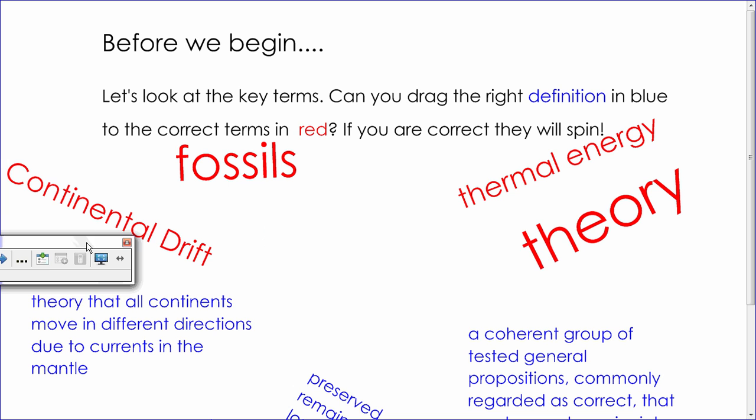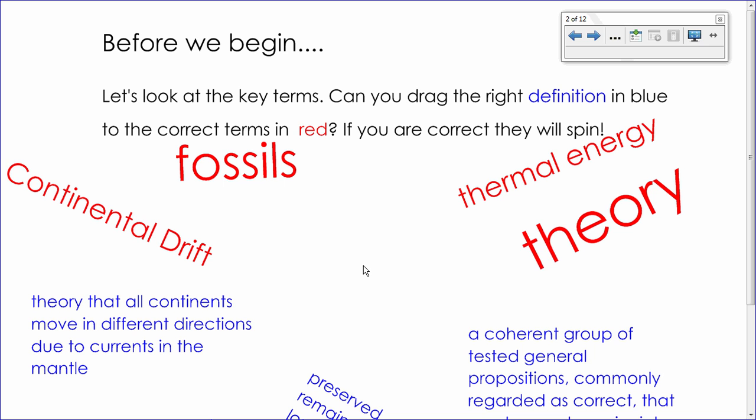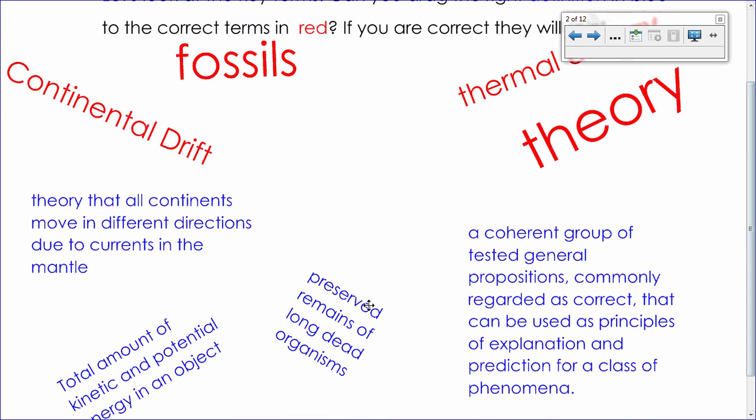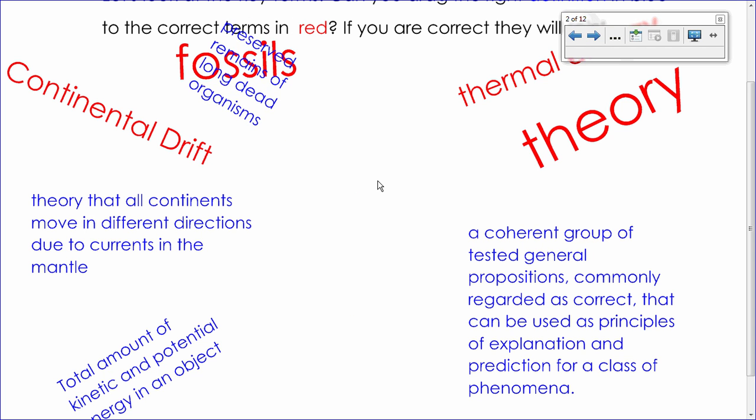Before we begin, we're going to look at the key terms. It says, can you drag the right definition in blue to the correct terms in red? If you are correct, they will spin. Well, let's talk about that. Fossils. Would that be a theory that all continents move in different directions due to currents in the mantle? Probably not. Let's see. Preserved remains of long dead organisms? Let's try that one. Oh, look at that. We got that one right.